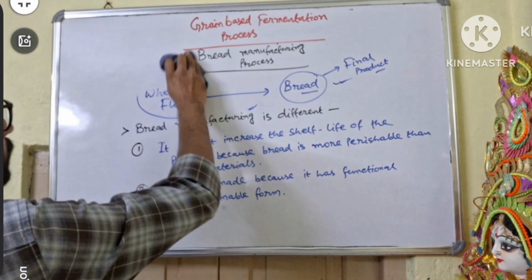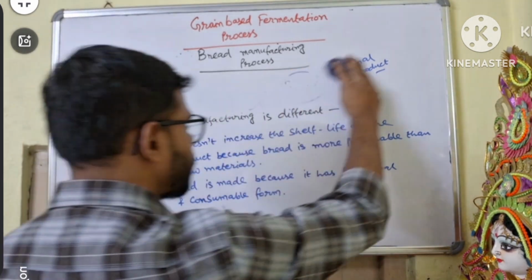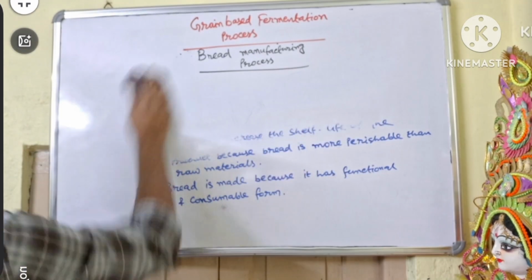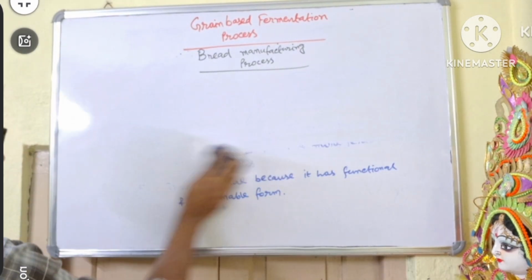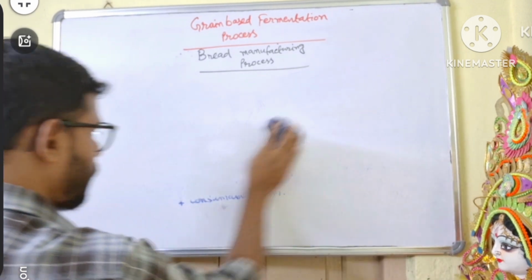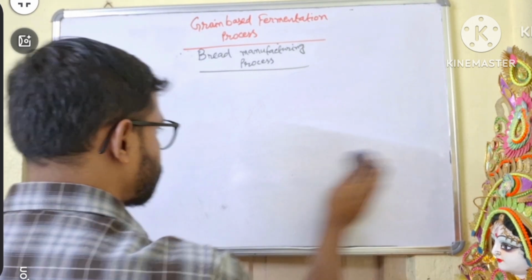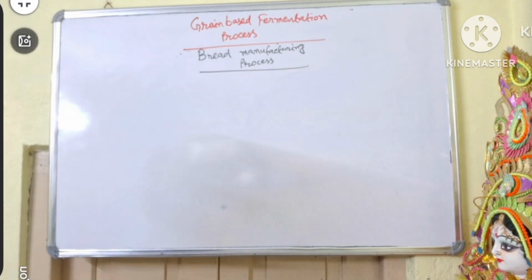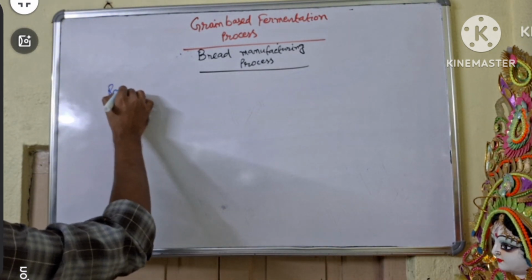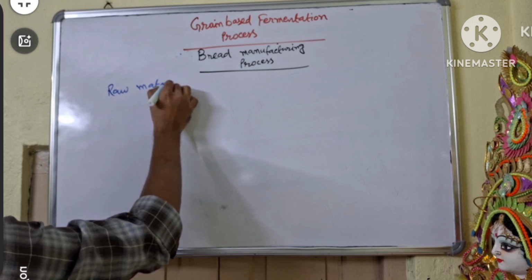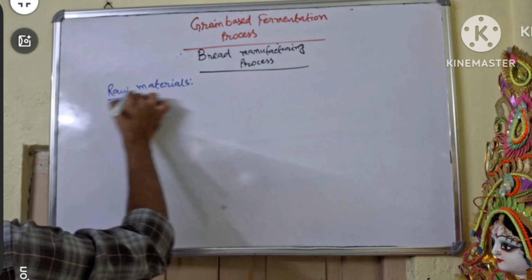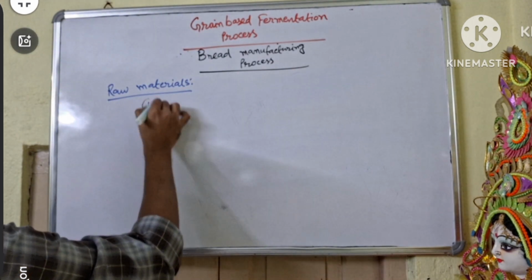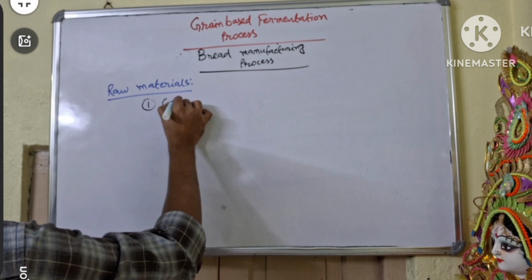So now we enter into the bread manufacturing steps, starting with raw materials. The basic raw material is wheat grain, wheat flour, that is very clear, and other raw materials are also used here. So next, raw materials for the bread manufacturing process. First one is very simple, wheat flour, the common starting material.